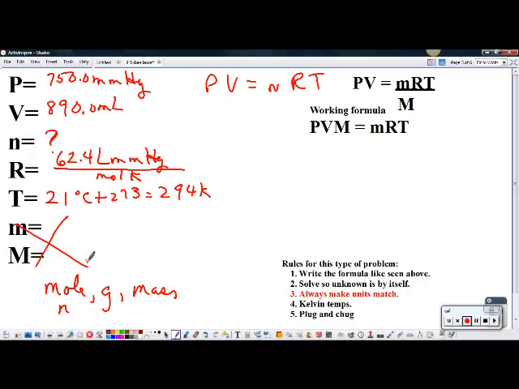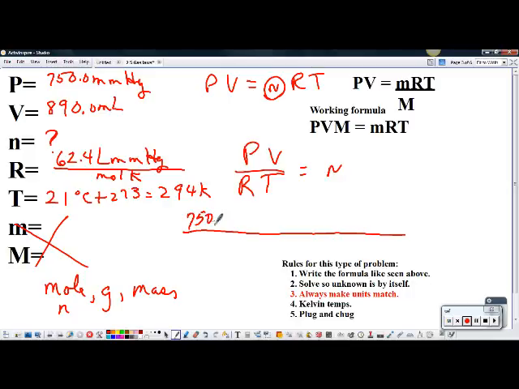All right, I'm looking for n. Now, like I suggested a while ago, I'm going to circle n. So that means I need to divide both sides by RT. So I have PB divided by RT equals n. Now to work the problem, draw you a nice long division line, and we're going to write down P. That's the first thing we're going to write down. 750.0 millimeters Hg.